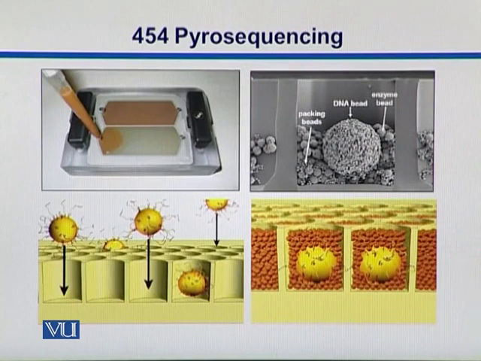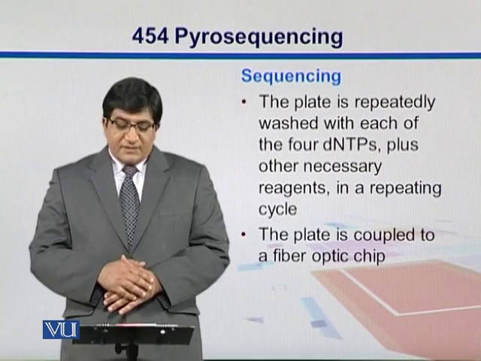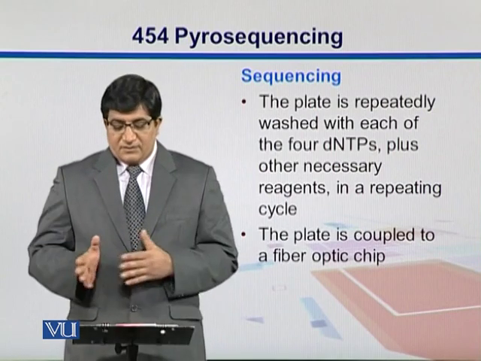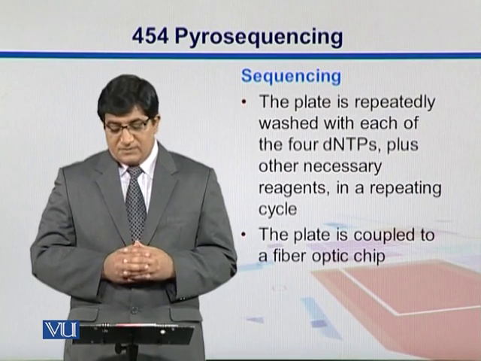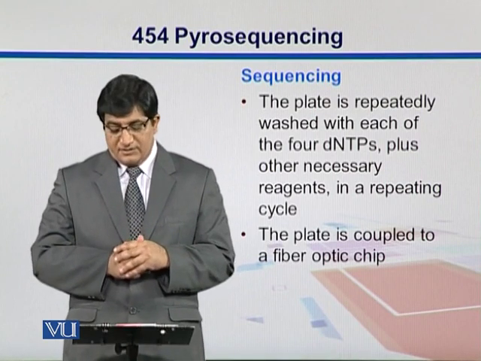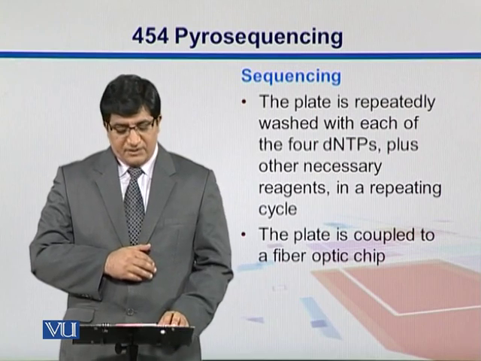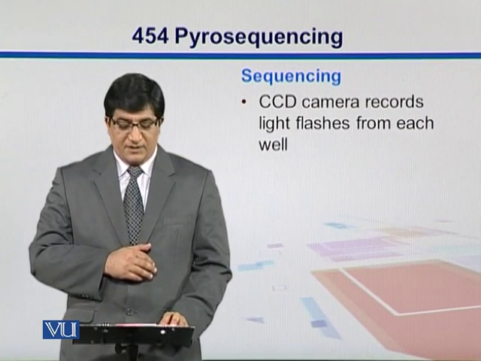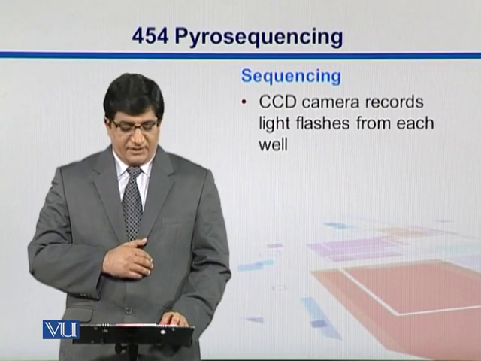So here we see all what is happening. We load the samples, and then in the cross section we can see that there are some wells where we have DNA beads, and in addition to that we have enzymes in the shape of enzyme beads and also some packaging beads, so that the DNA-containing bead is fixed into those wells where they are sequenced. The plate is repeatedly washed with different dNTPs and different other reagents, and there is a fiber optic device coupled with the machine, and a CCD camera. So whenever a light signal is generated, the camera takes the picture.